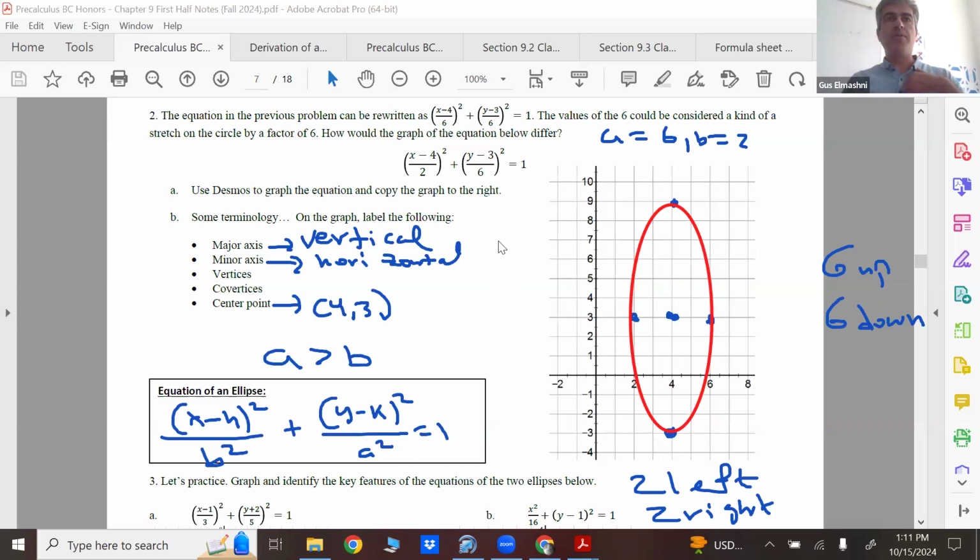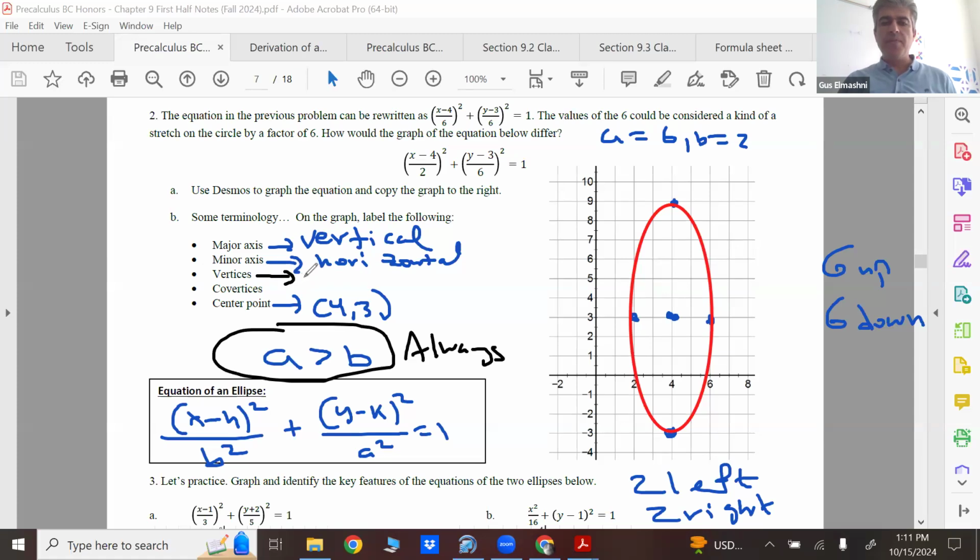Guys, questions? Go, David. We know a is greater than b literally just because. It just always is. Always. Yeah. So it's a for major. a isn't necessarily for y.